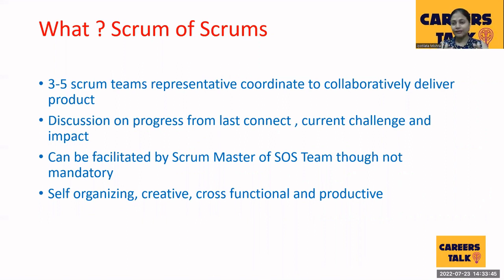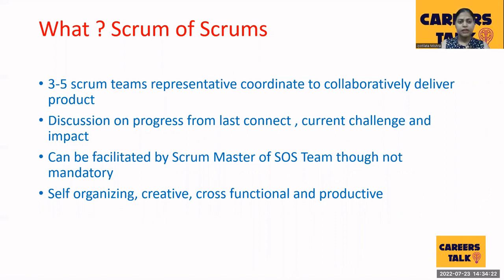What exactly do we discuss in this meeting? We talk about what progress we made as a team or as a program since our last connect, what our current challenges are, and what the impact of those challenges is. Is it just related to that particular team, or might it have a cascading effect on multiple teams? Through this connect, we get to know about those impacts so that we can plan. And the idea is to see if those challenges could be resolved in this SOS.